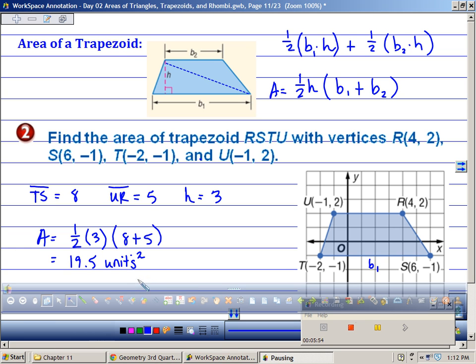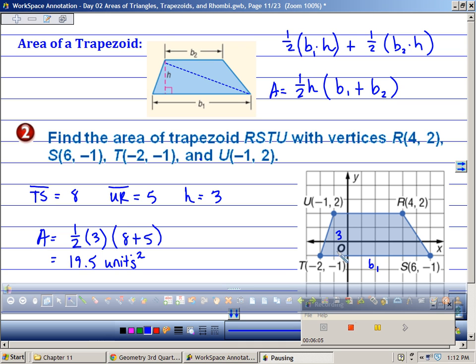Where'd I get what? I just plugged it into the formula. Half of the height. How do you know TS is 8 and how is UR 5? I counted. Squares? Yes. See, James, 1, 2, 3, 4, 5. The top is 5 and the bottom is 1, 2, 3, 4, 5, 6, 7, 8. Oh, okay. And the height is 1, 2, 3. I just counted. Okay. So you do half of 3, is that what you do?